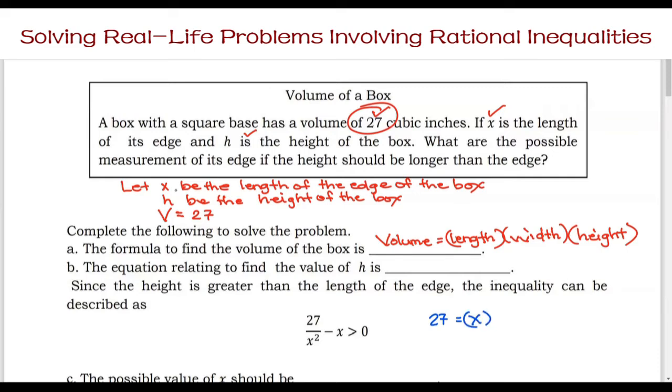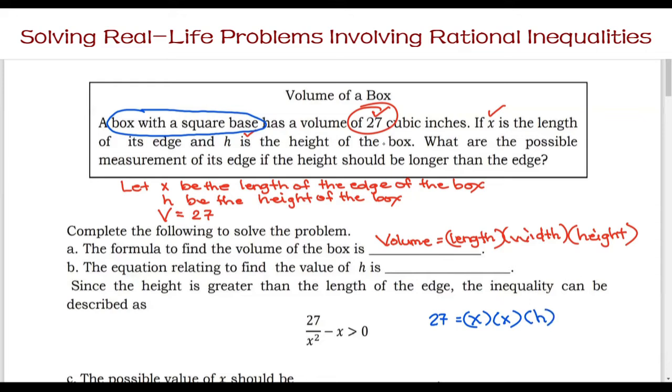Times what is the width? Do we know the width? Yes. It is also x. Why is the width also x? Because if you read the problem, you have a box with a square base. Isn't it that in a square, all sides are equal? So its length is x, and its width is also x. And finally, what is the height? It's defined here: h is the height of the box. So we write h here.